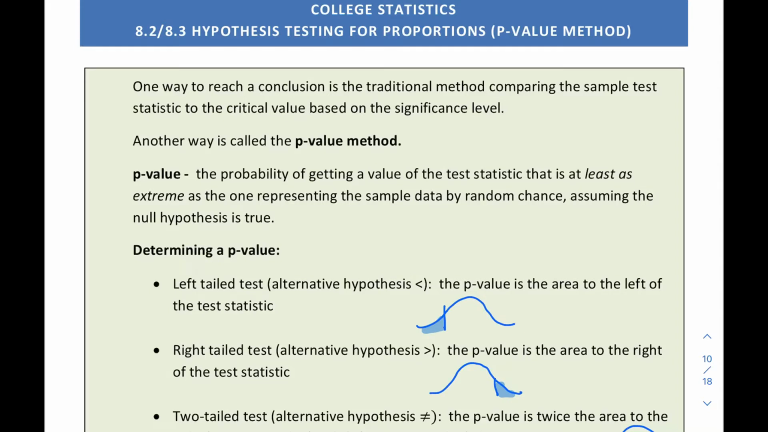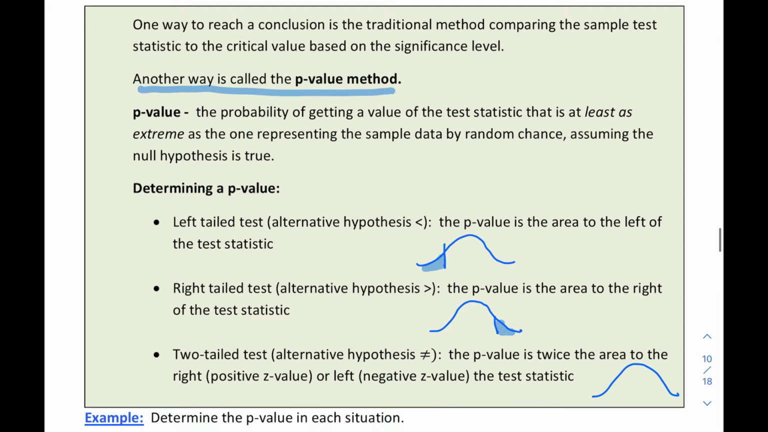What you've done so far has been what's called the traditional hypothesis testing method. By comparing your test statistic from your sample to your critical value, you're able to make a conclusion. Another method you can use is called the p-value method, which is actually the one that gets used more frequently, I would say.